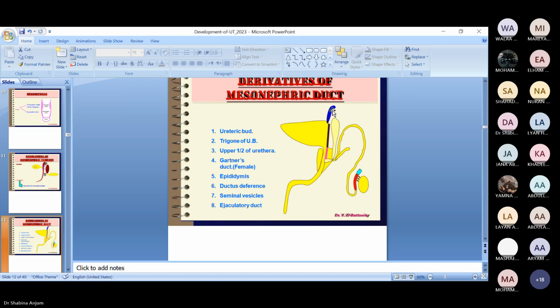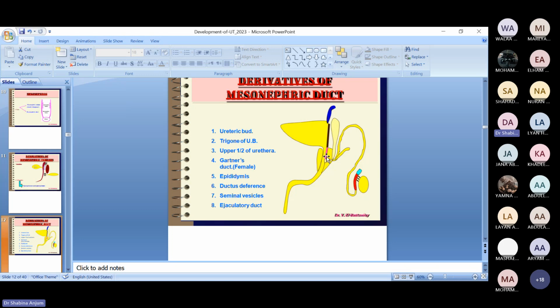This one, okay, this is called the ureteric bud. What is this? This is the ureteric bud. Then what else will it form? This structure is the trigone of the urinary bladder. Then the upper half of the urethra.